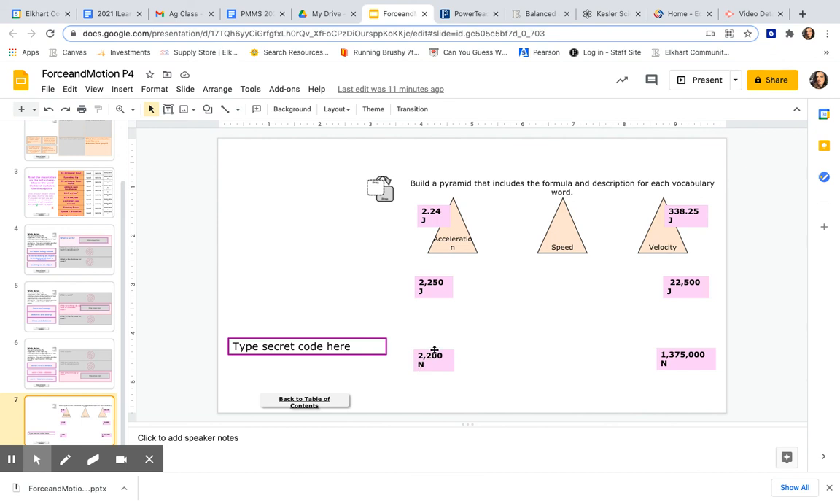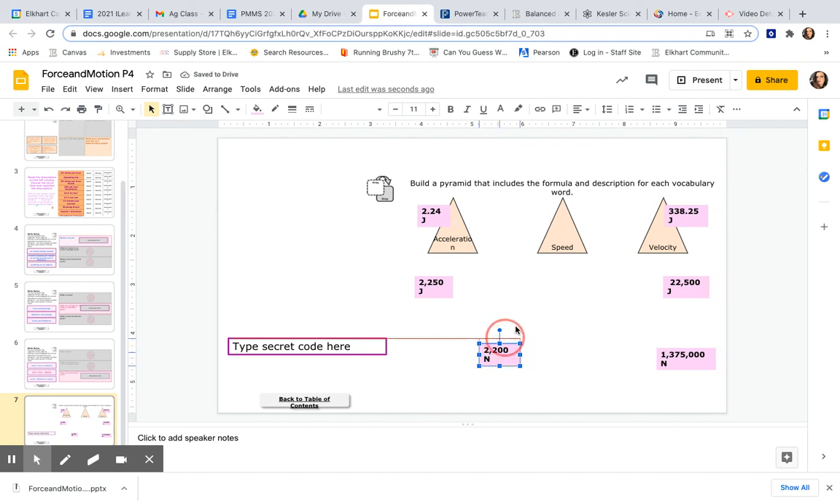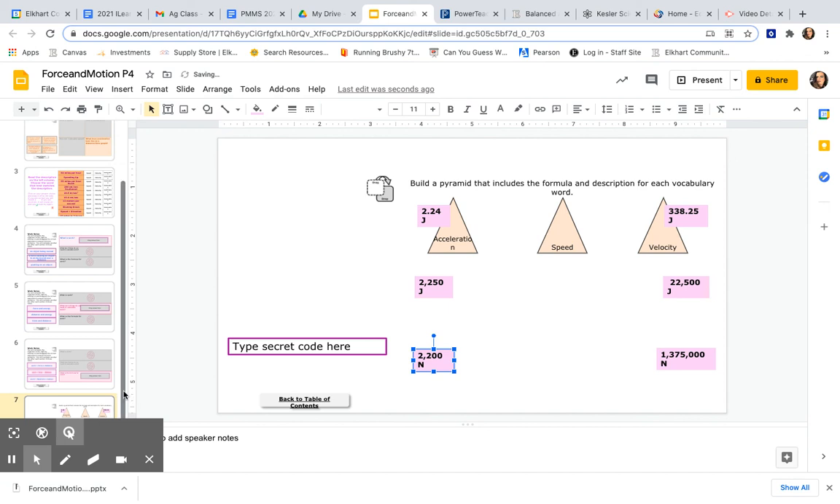So the specific code that you have right here, when you move this over, you should put in order under here, and it makes a code, and you'll type that secret code right there. And that is all for today.